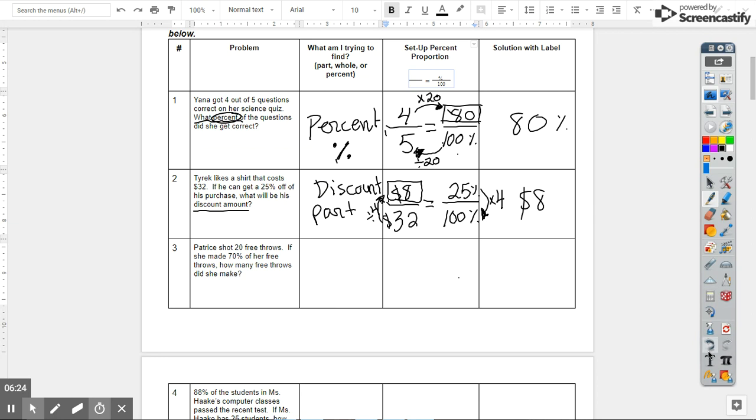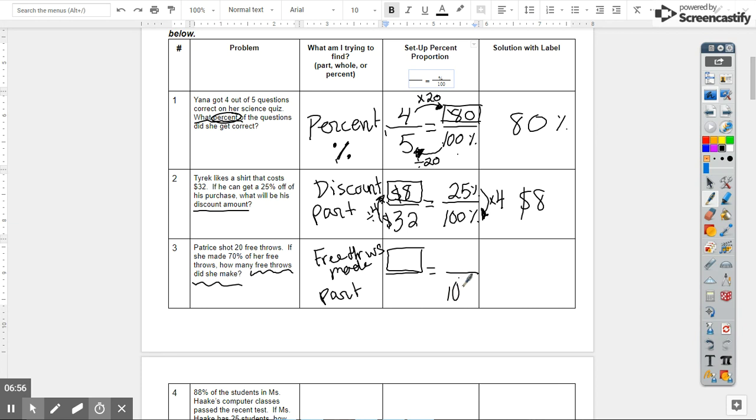Let's continue. Number 3 says Patrice shot 20 free throws. If she made 70% of her free throws, how many free throws did she make? And so it says how many free throws did she make? So let's go ahead and look at it. We're looking for free throws made. So not all of the ones she shot, just the ones she made. So that's a part.